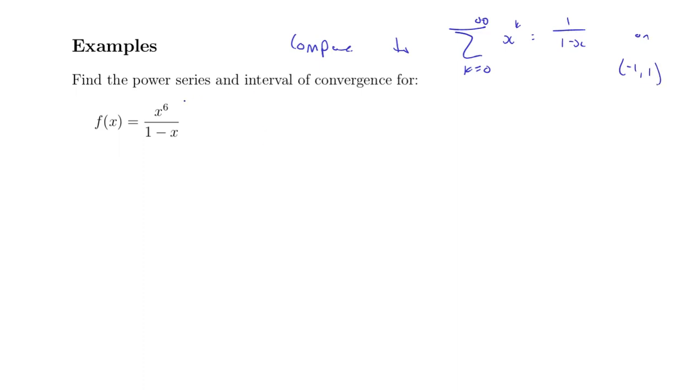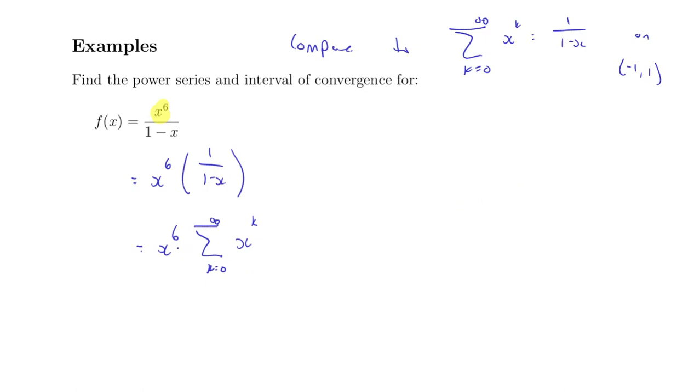But for now, hopefully we can see that all we've done is multiplied an x to the 6th in the numerator. So this is really x to the 6th times 1 over 1 minus x. And then we can say, okay, that's x to the 6th times a power series from k equals 0 up to infinity of x to the k. Now, this is still going to converge on this interval of convergence.